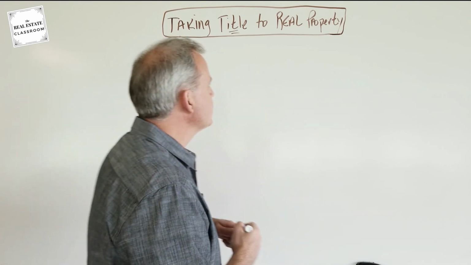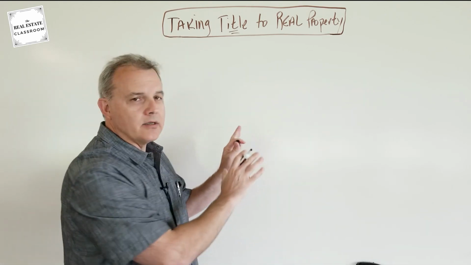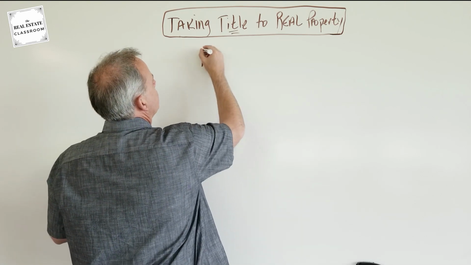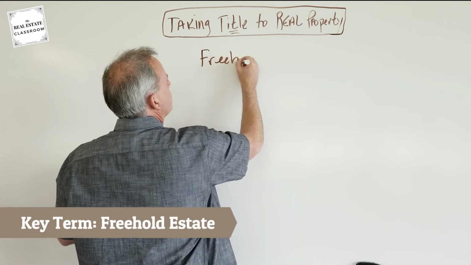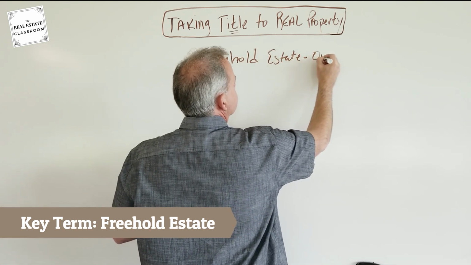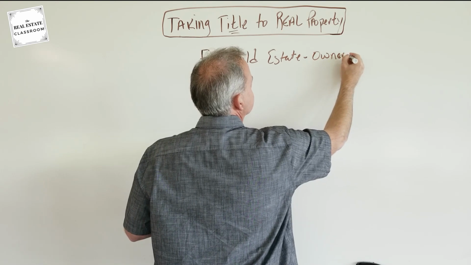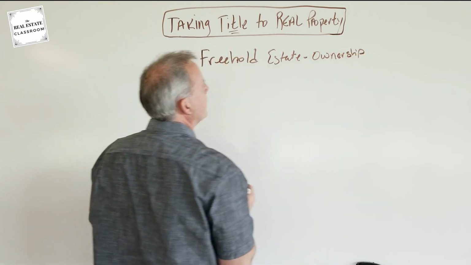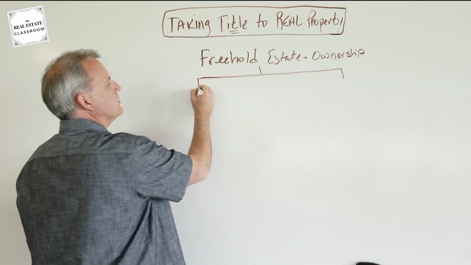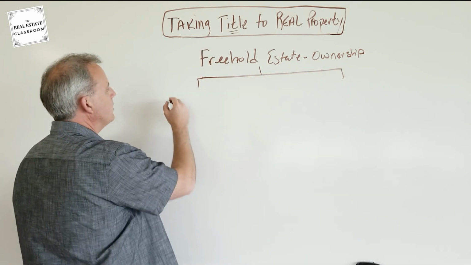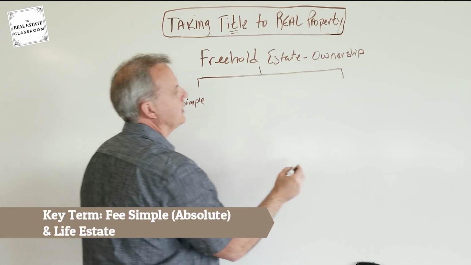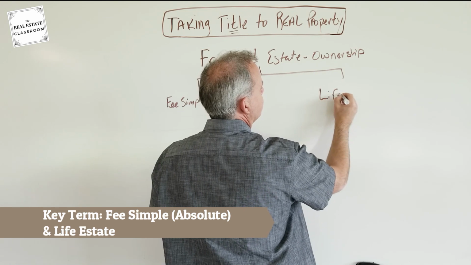The first thing I want to do is give you the 50,000 foot view. And we've already talked about a lot of this in previous videos, but I want to do a recap. So there's this term called a freehold estate. Now, a freehold estate simply means ownership. Somebody has ownership in a piece of real property. Now, a freehold estate is broken down into two areas. All right, the first one's what we call fee simple, or sometimes called fee simple absolute. And the second one is called a life estate.